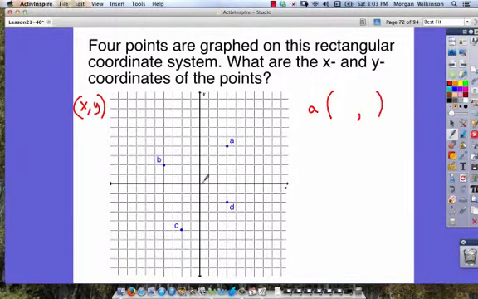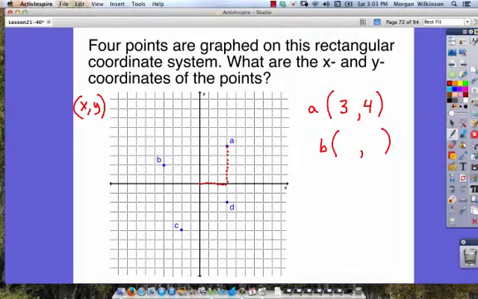So for A, on our x, we've gone over 1, 2, 3. That's how many we would need to get over to get to this position on the x-axis. So A is 3, and then for our y position, we've gone 1, 2, 3, 4. So we get (3, 4), because we've gone over 3, and then we've gone up 4 in order to get to that spot. Let's look at B.